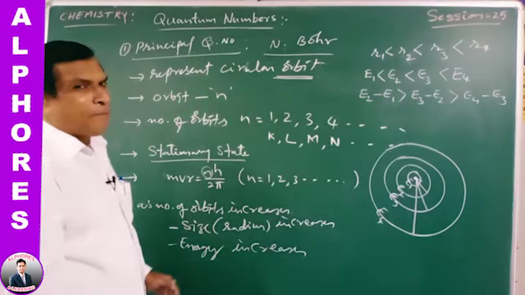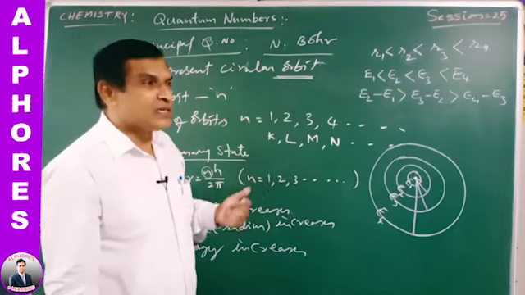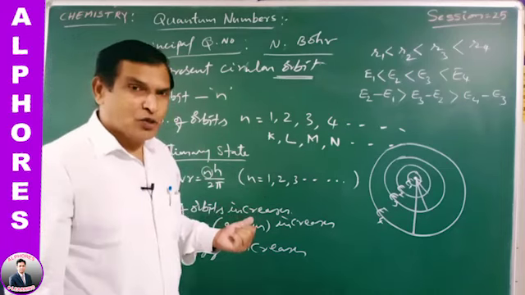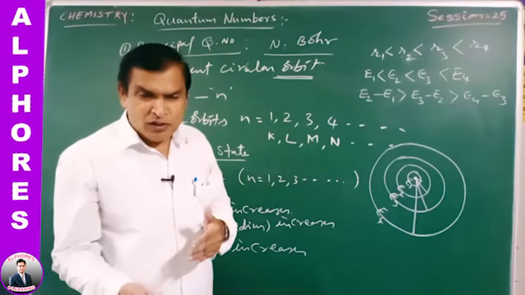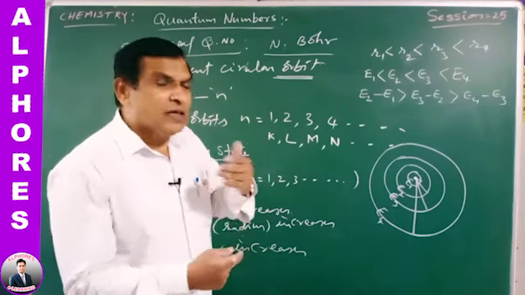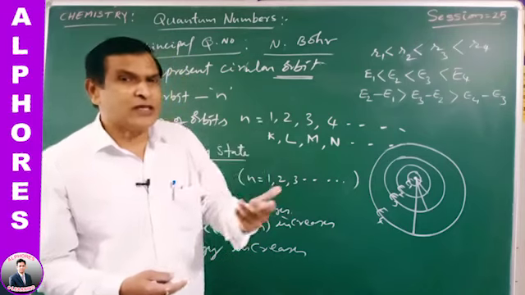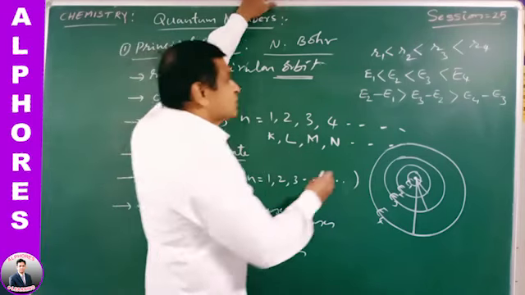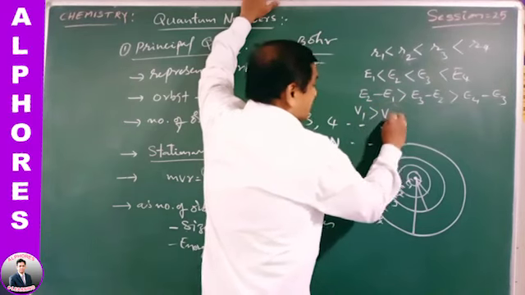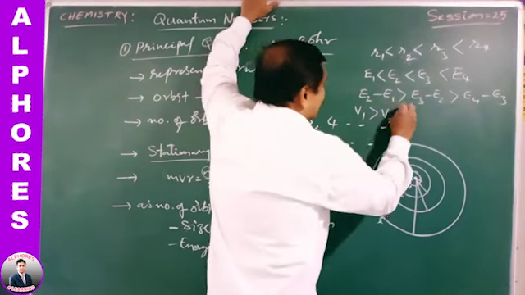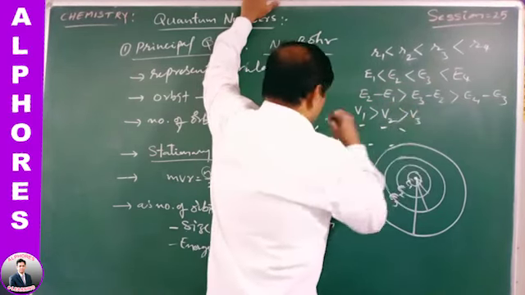And velocity of the electron also decreases. As the number of orbits increases, velocity of the electron also decreases. That means velocity of the electron in the first orbit is very high compared to the second orbit. So velocity of the electron in the first orbit is greater than velocity of the electron in the second orbit. It is greater than velocity of the electron in the third orbit.